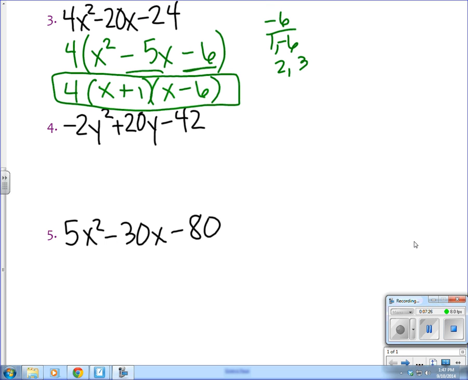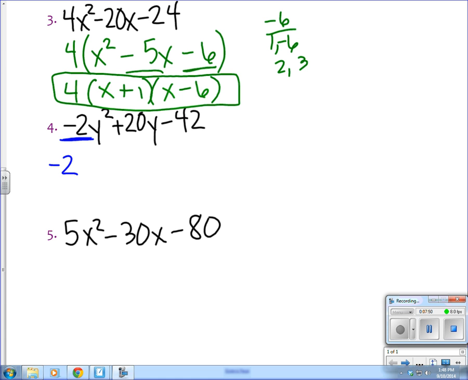All right, so is there a number that we can factor out on number 4? Do they have a common factor? And do we want to factor out a negative 2 or positive 2? Negative, because the first term is negative. You always want your first term to be positive. So if you're factoring and that's negative, factor out a negative, okay? So we're going to factor out a negative 2.